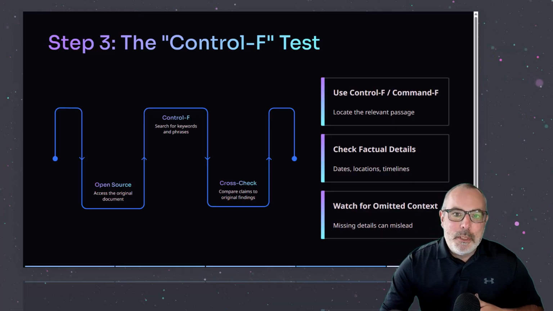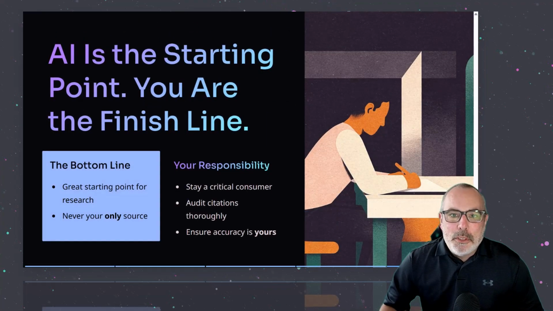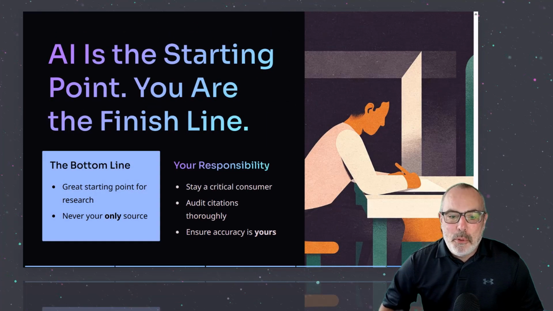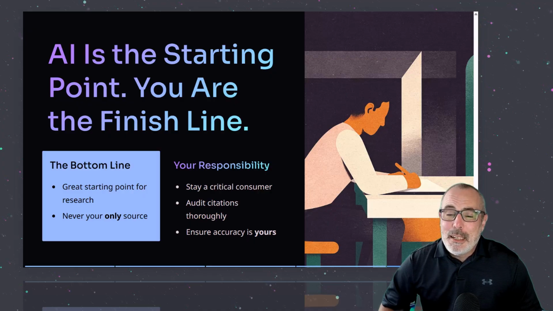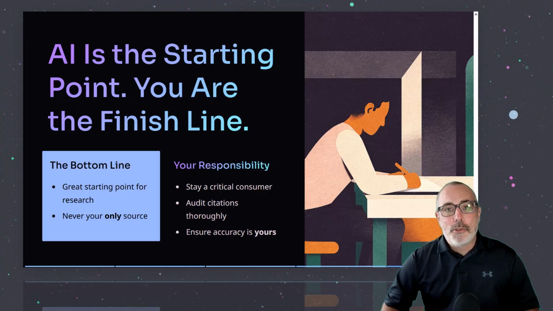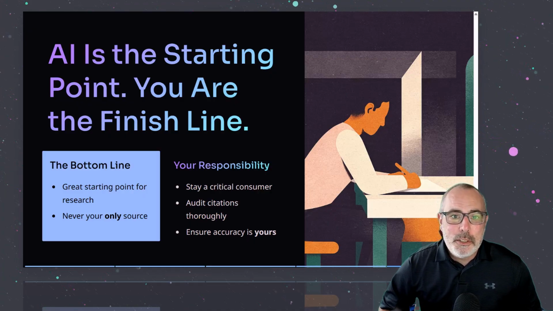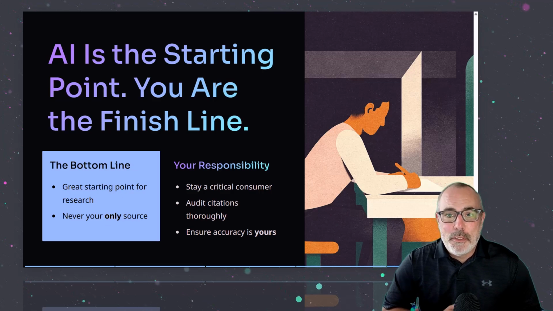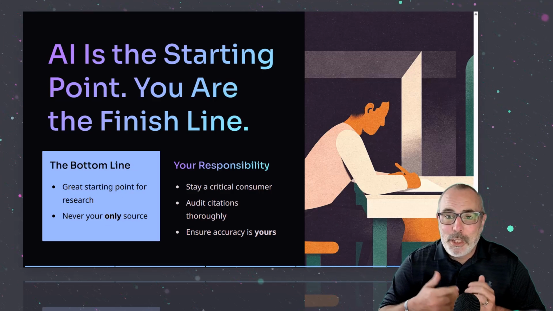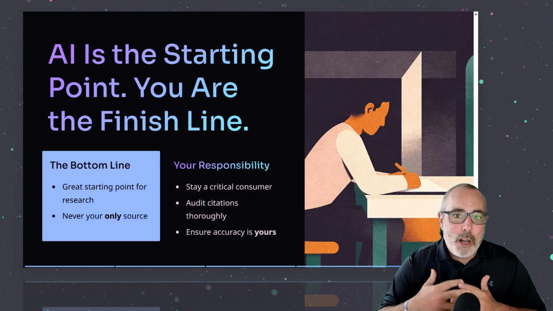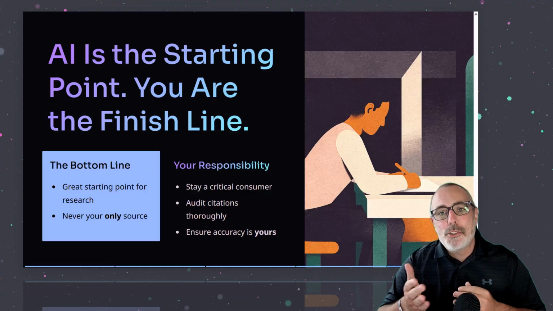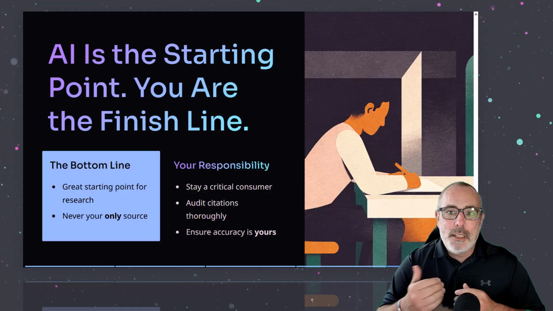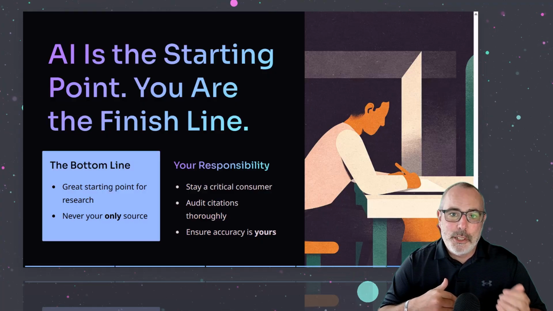So ultimately, AI outputs can serve as a fantastic starting point for your research, but they can never be relied upon as your sole source of information. Writers, researchers, and educators must remain critical consumers of information. By thoroughly auditing citations and cross-referencing claims, you can ensure that the work you put your name on is accurate, truthful, and entirely your own.